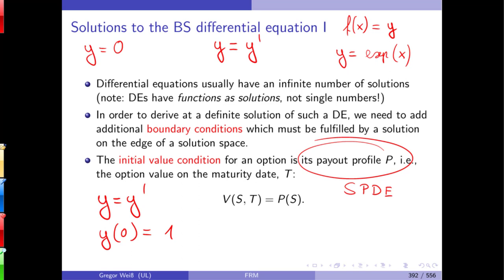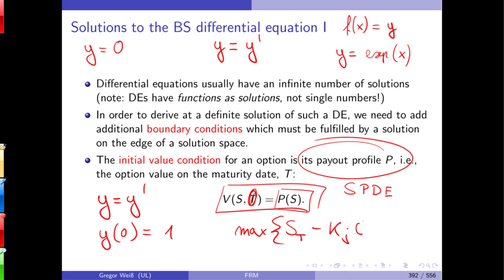It's the terminal value condition. So V(S_T, T), this is important here, is simply the payout profile. And remember, for a call, this was given by the maximum of S_T minus K or zero. In that case, we would let the option expire.